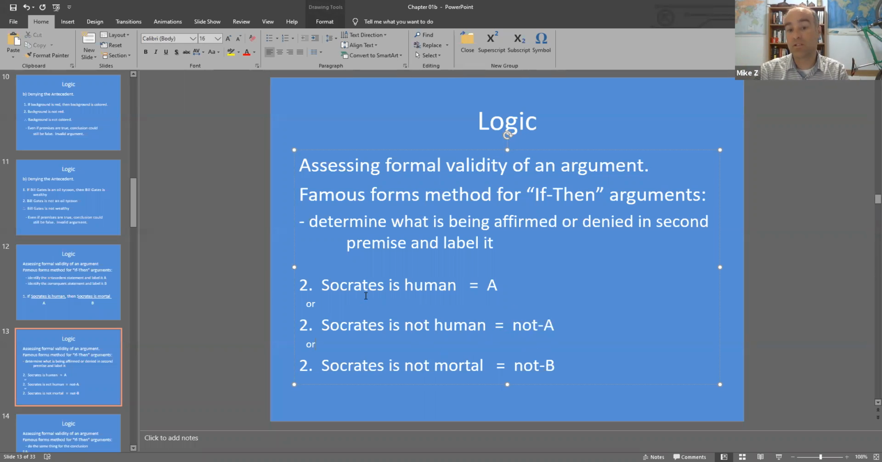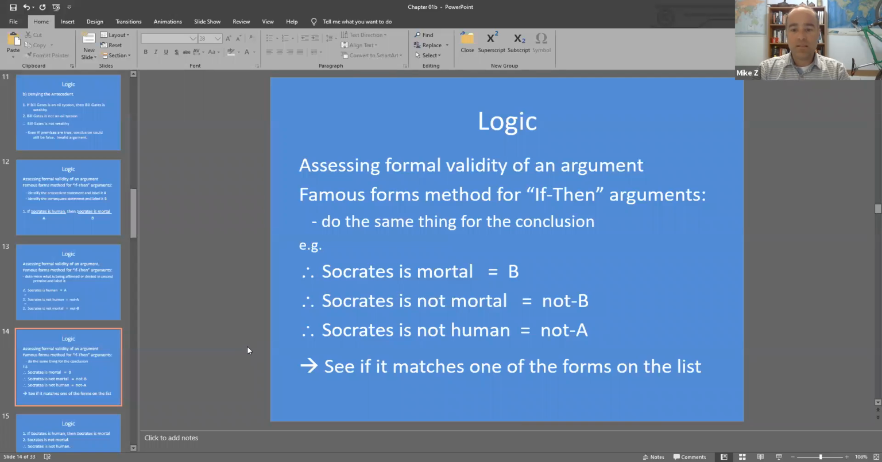Or, Socrates is mortal, we could just give that a capital B. But if we're saying that Socrates is not mortal, then we can't just say C or something. We can't just give it a single letter. We have to indicate that it's a negative, that it's not B. If the conclusion is Socrates is not mortal, then that's not B. If Socrates is not human, then that symbolizes just as not A.